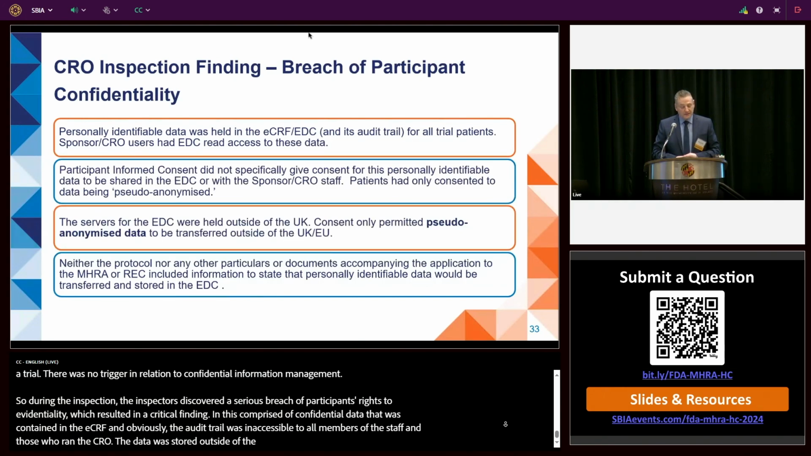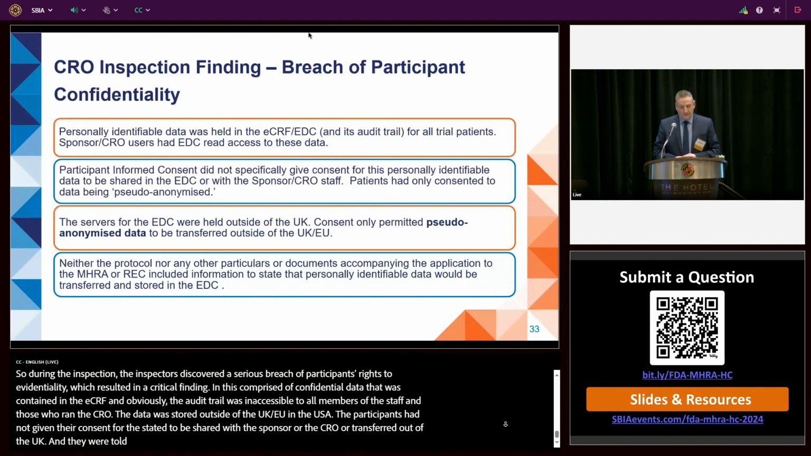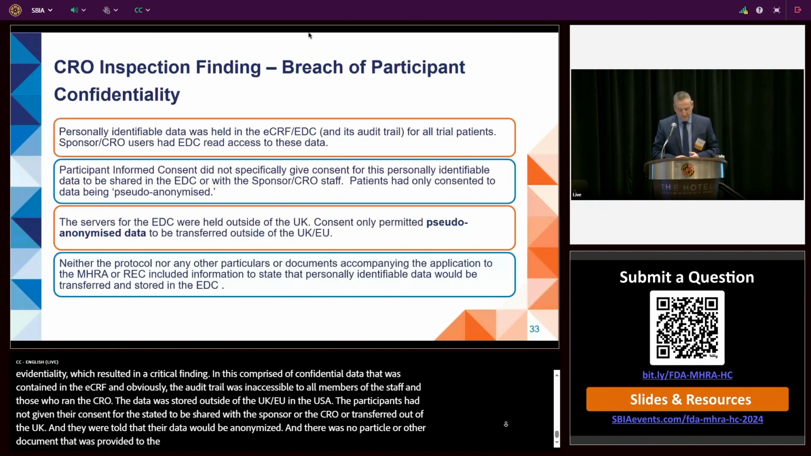The participants hadn't given their consent for these data to be shared with the sponsor or the CRO or transferred out of the UK. And they were told that their data would be pseudo-anonymized. And there was no protocol or other document provided to the MHRA or to the Research Ethics Committee that stated these data would be captured in the eCRF and available to the sponsor in this manner.